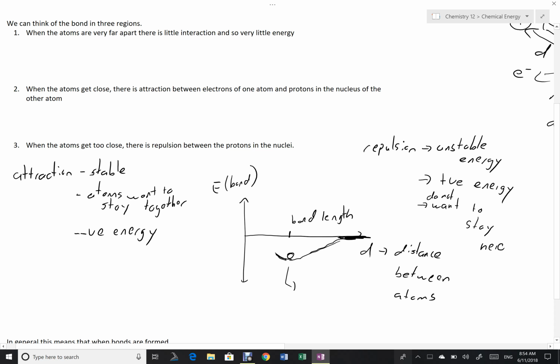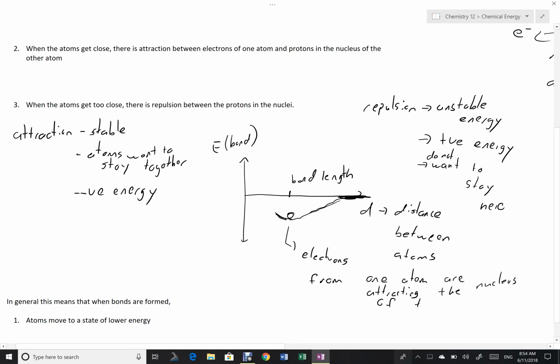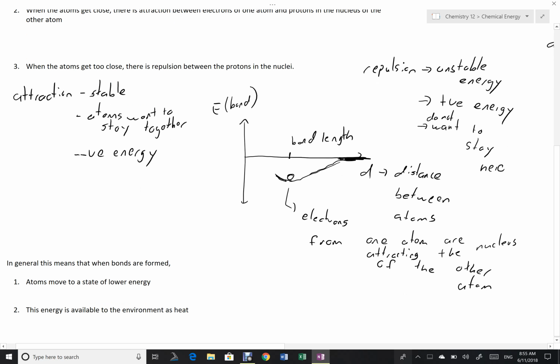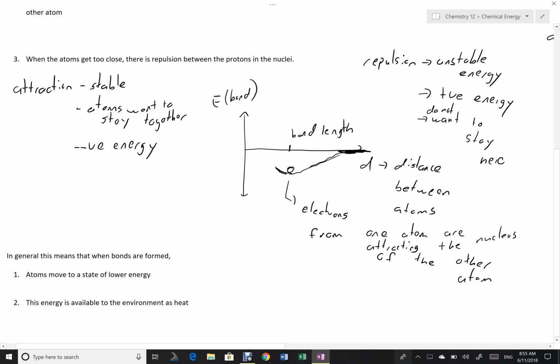Here, the electrons from one atom are attracted to the nucleus of the other atom. Here, the nuclei don't see each other that much.